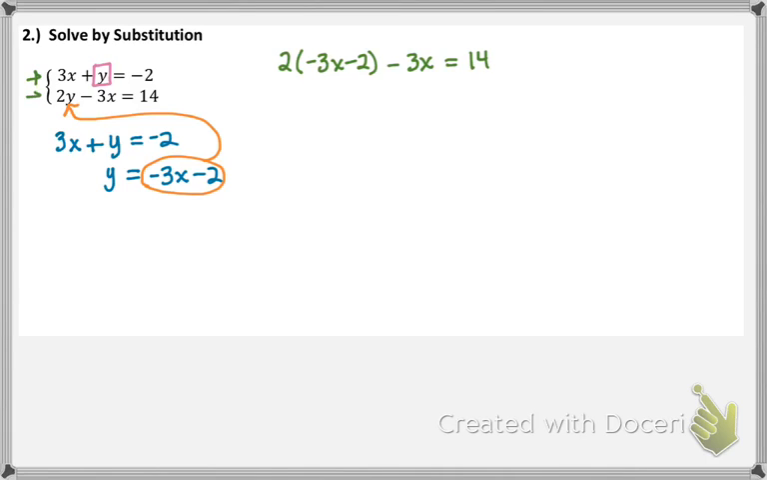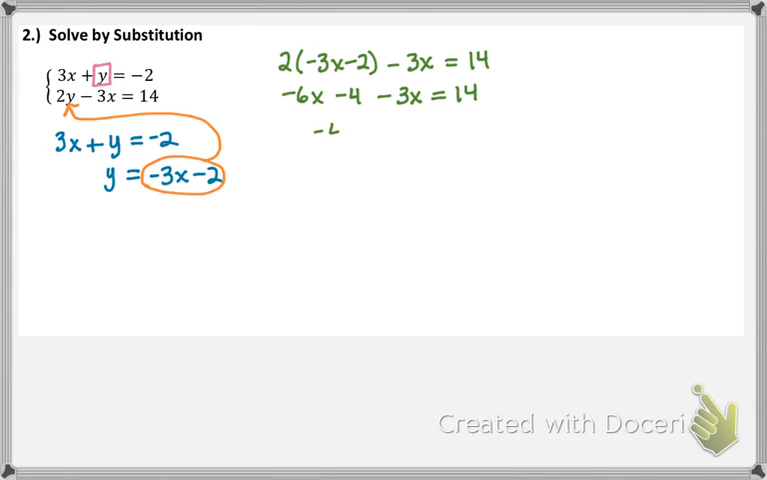By itself, I can't solve either one of these equations because I have two unknowns. But now that I've used substitution to help me get one equation with just one variable, I can solve for x. So let's distribute: negative 6x plus negative 4 minus 3x equals 14.